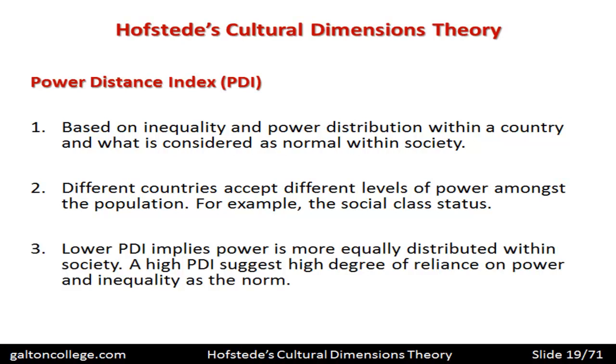Now, a lower power distance index implies power is more equally distributed within society. A high power distance index suggests high degrees of reliance on power and inequality as the norm. So if the index is high, there is more inequality. If the index is low, there is less inequality.